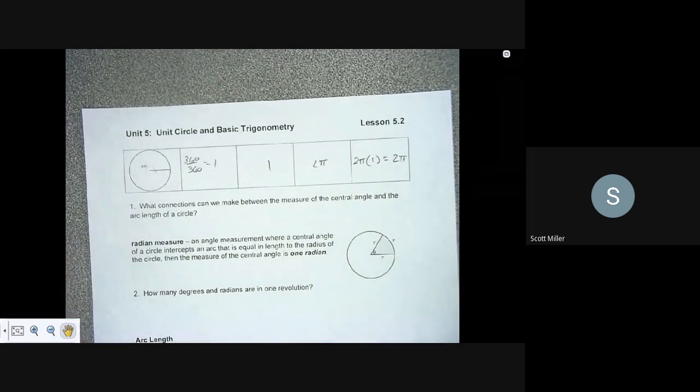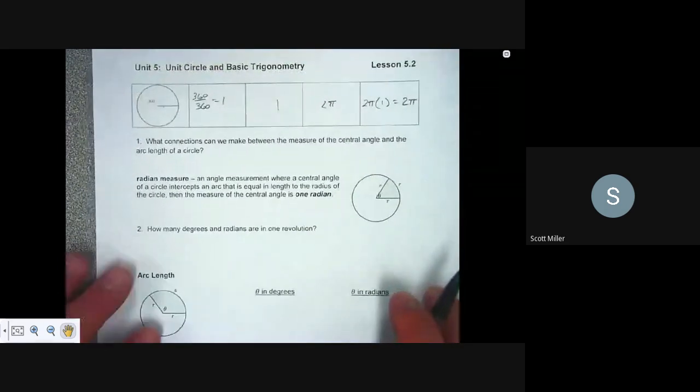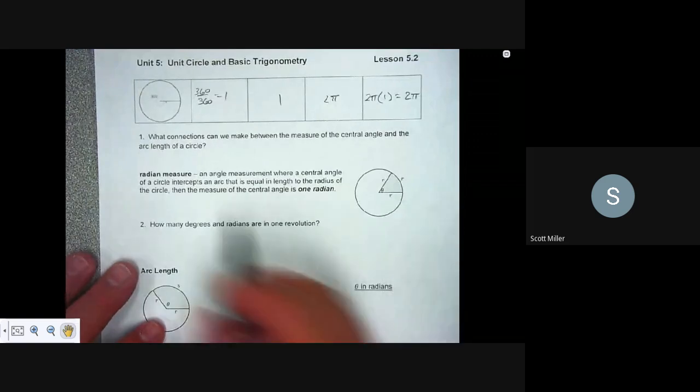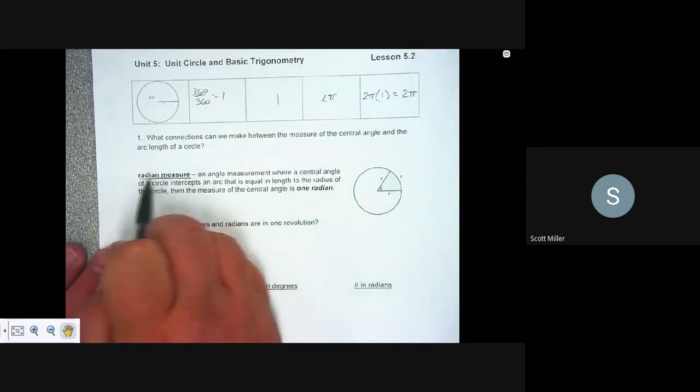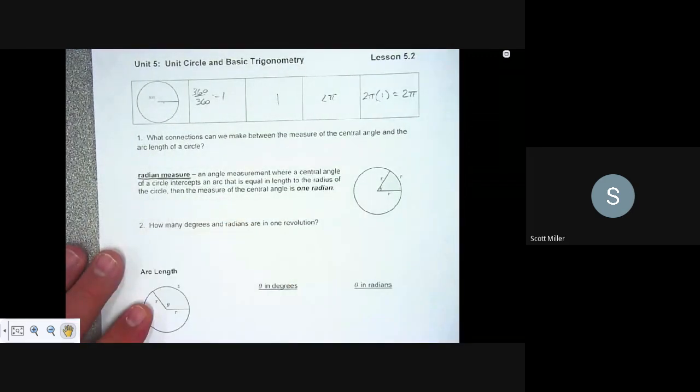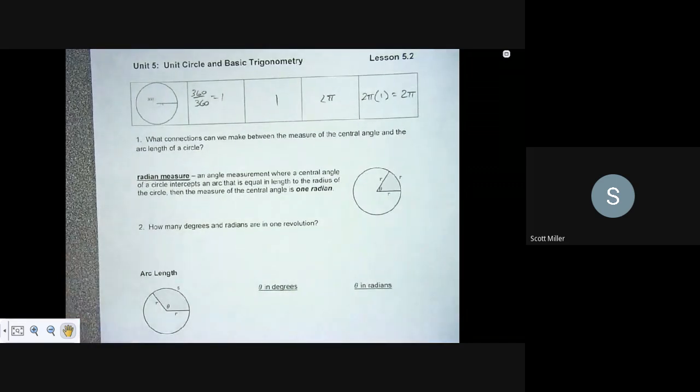This leads to the definition of a new measurement for angles called the radian measure. So at this point, we have only had degrees. Now we're going to define what's called a radian.